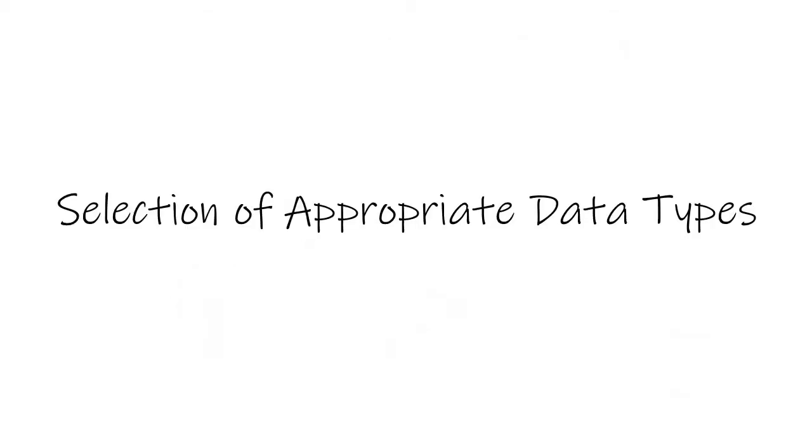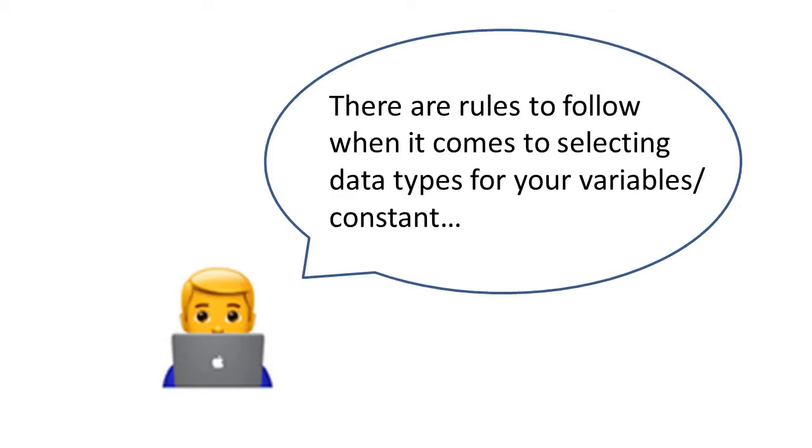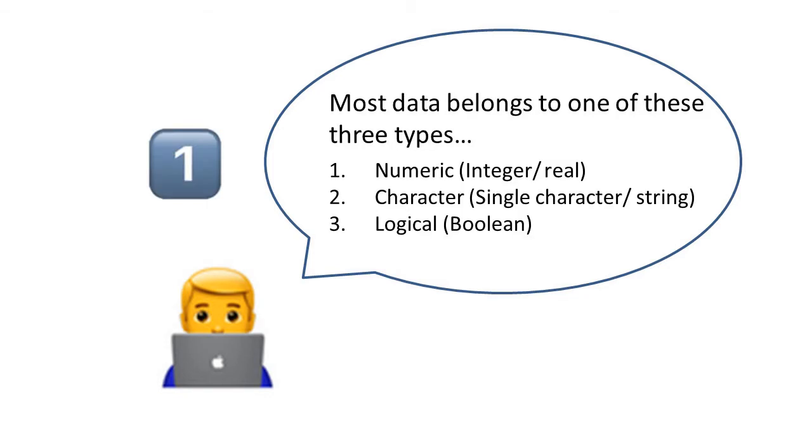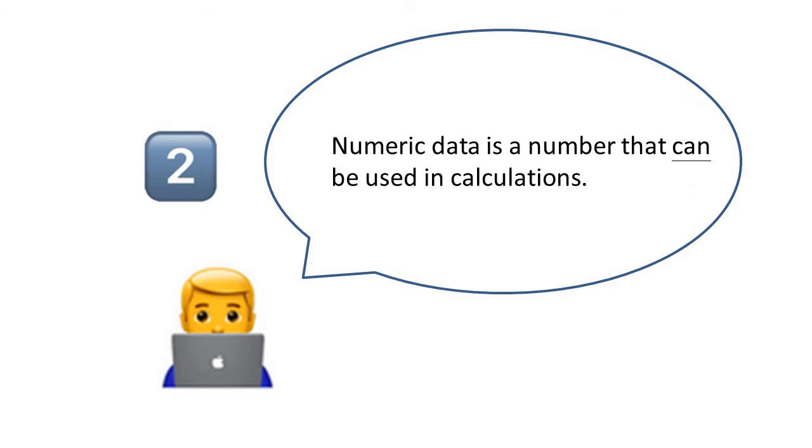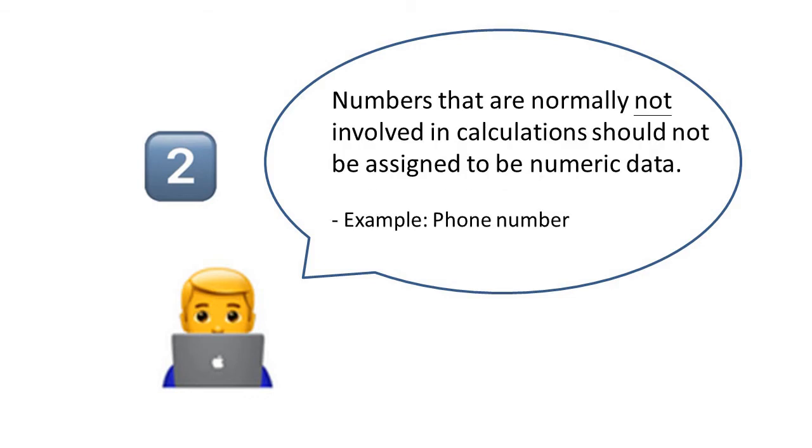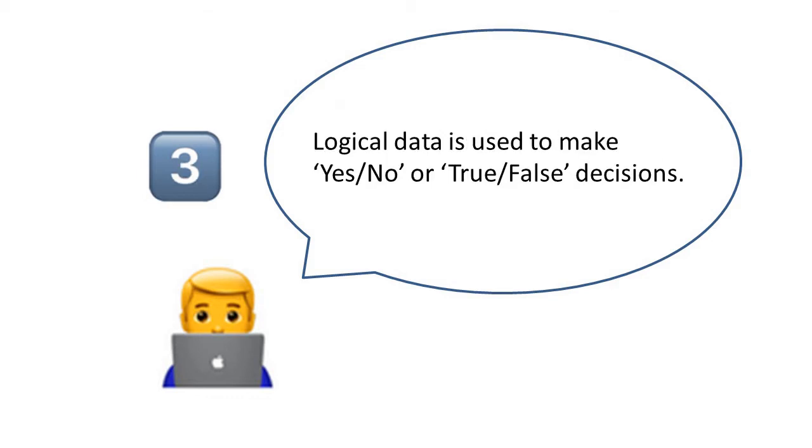To select the data types of the variables or constants to be used in our programs, there are a couple of rules you should follow. First, most data belongs to one of three types. It is either numerical, character, or logical. Second, numerical data is a number that can be used in calculations. Numbers that are not used in calculations should not be assigned as numerical data, for example, account numbers or phone numbers. Lastly, logical data is used to make yes or no, or true or false decisions.